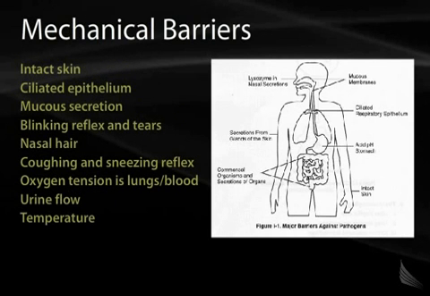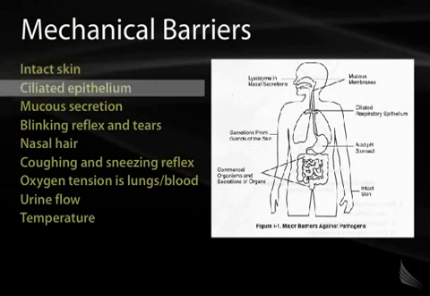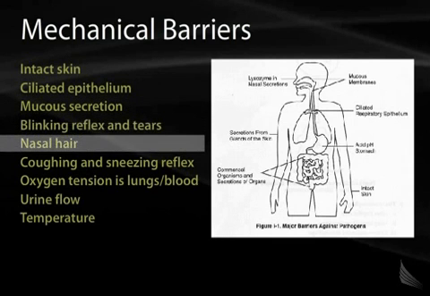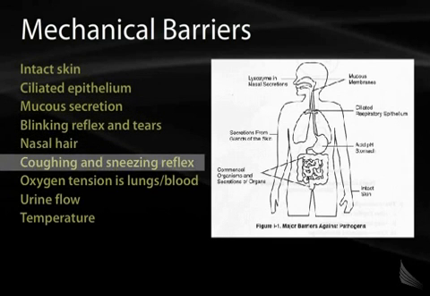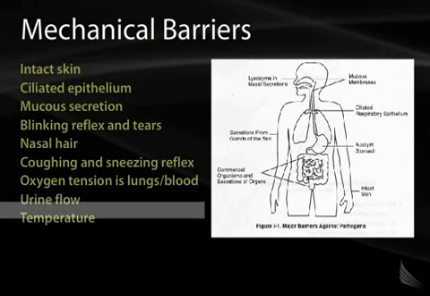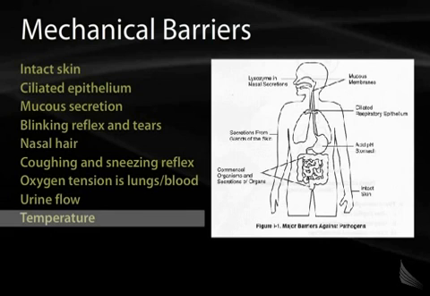So mechanical barriers include several different types of barrier: intact skin, ciliated epithelium, mucus secretion, the blinking reflex and tears, nasal hair, coughing and sneezing reflex, oxygen tension, urine flow, and temperature. And you can think of this in terms of the pathogen, and maybe it can make a little more sense to you. Now, if you're a pathogen, you want to infect a human. What's the first thing you're going to do? You got to get in.